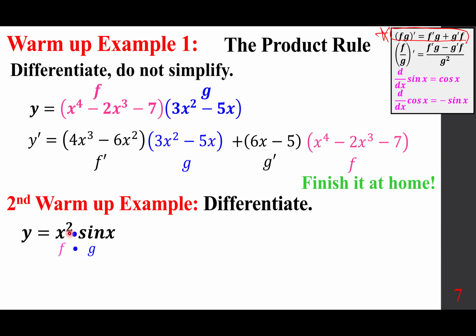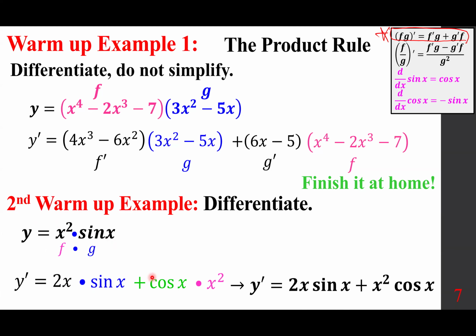F prime is 2x times g, which is sine x, plus g prime, the derivative of sine is cosine x, times f, x squared, and we are going to rewrite it by putting the x squared in front. The final answer, y prime, is 2x sine x plus x squared cosine x. The reason we put the x squared in front, I don't want anybody to be under the assumption this is cosine of x cubed. So it's important to write it in this manner.